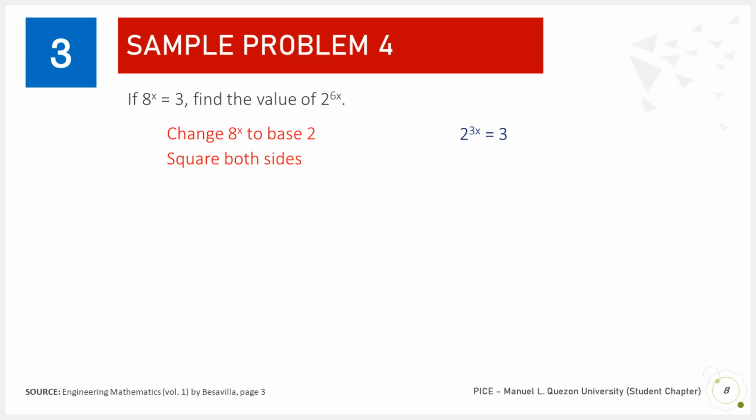So, ang mangyayari nito, if we square both sides, we have 2 raised to 3x raised to 2 is equal to 3 raised to 2. And then, kapag sinimplify further, kapag dinistribute natin yung inner exponent sa outer exponent, ang magiging final answer natin is 2 raised to 6x is equal to 9. So, madali lang naman actually yung law of exponents. You just really have to understand kung ano yung principles.